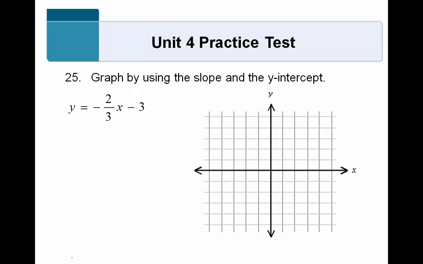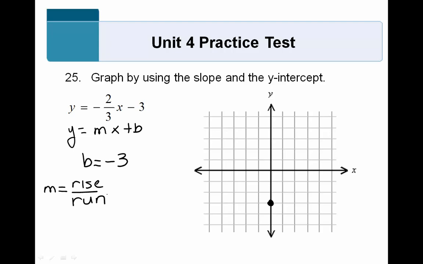And our last problem, graph by using the slope and the y-intercept. Notice it's already in slope-intercept form. Y equals mx plus b. So our y-intercept b is negative 3. I can plot that point. My slope m, that's your rise over your run. We can either write that as negative 2 over 3, or we can put the negative with the 3 at the bottom. It doesn't matter.